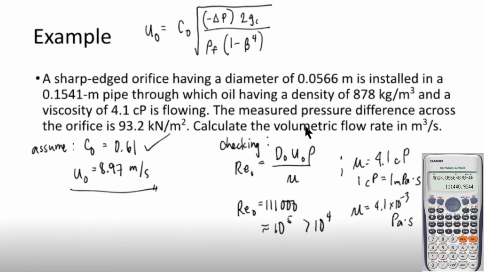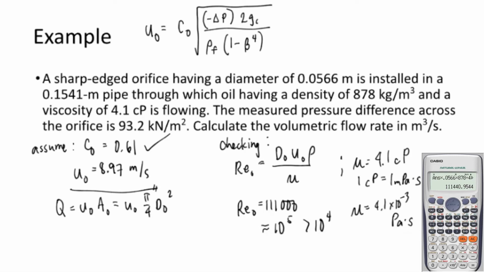And again, we are asked to solve for the volumetric flow rate of the oil. The volumetric flow rate is equal to the velocity at the orifice multiplied by the cross-sectional area of the orifice. This is equal to U_O times pi over 4 times diameter of the orifice squared. Substituting, that is 8.97 meters per second multiplied by pi over 4 times diameter of the orifice, 0.0566 squared.